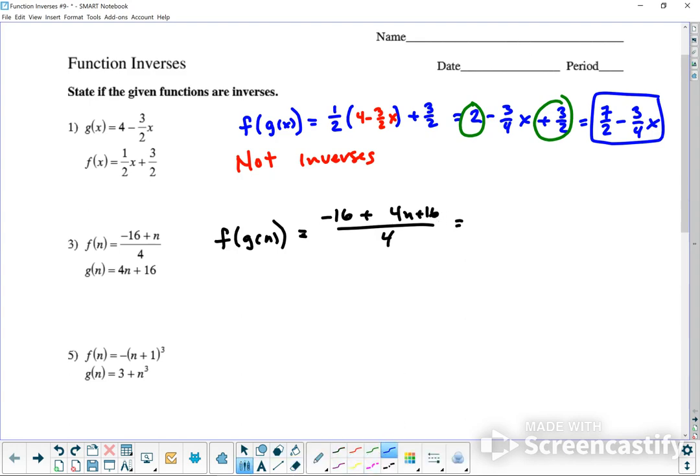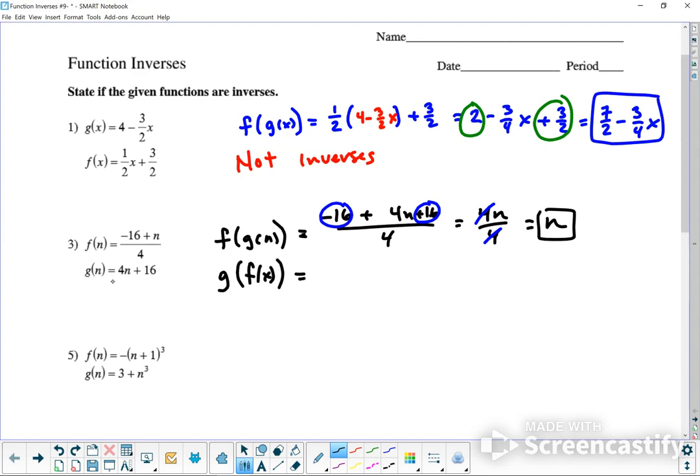What can I do? I can put a negative 16 and positive 16 together. So I will have 0, so I will have 4n over 4. From there, I can go ahead and cancel the 4's out. And lo and behold, I get n, which is the same as x. Now, because that works, I have to try this the other way, which is g of f of x.